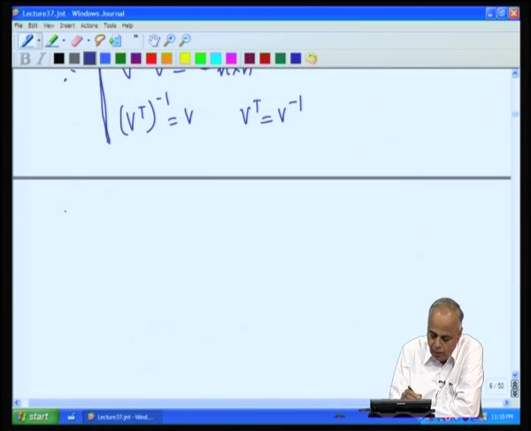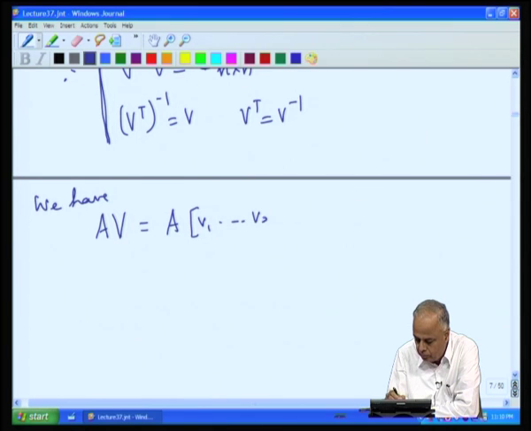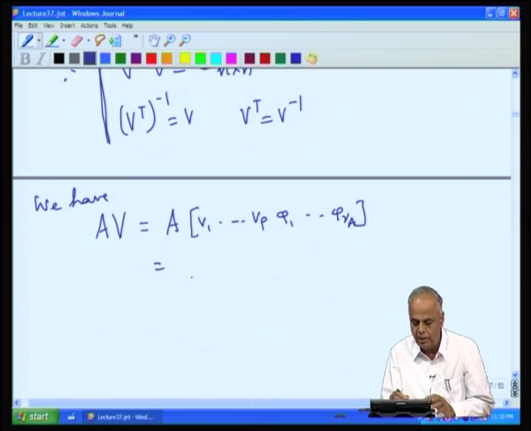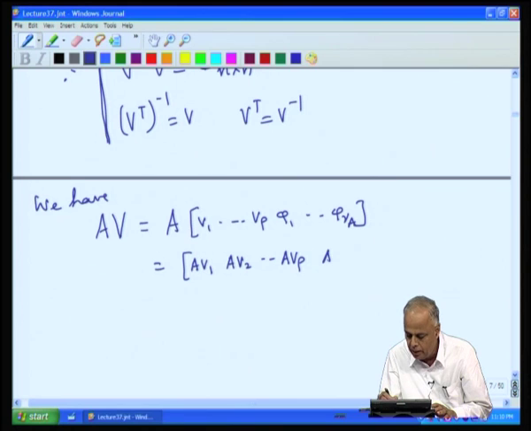Now, we look at A V. This is the same as A times the matrix whose columns are v1, v2, v rho, phi 1, phi nu A. Now, if you multiply, you get A V 1, the first column is A v1, second column is A v2, then A v rho, then we get A phi 1, A phi nu A.